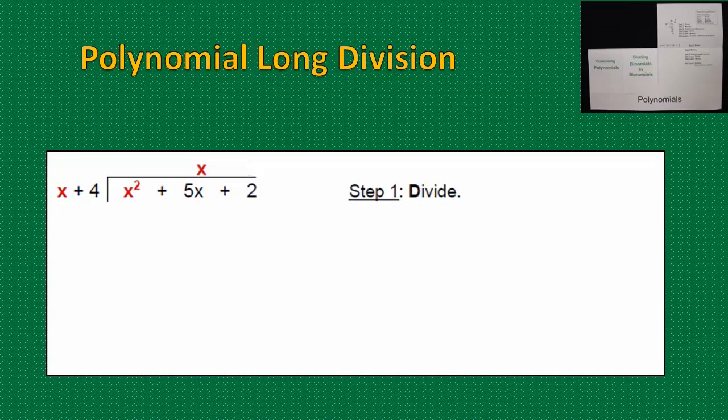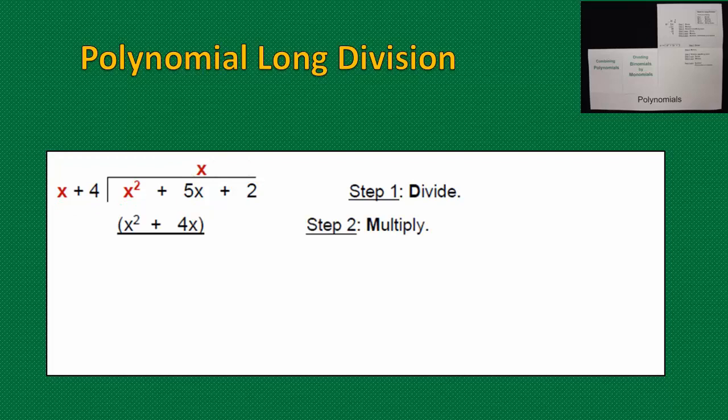This time we have a trinomial, which is 3 terms, divided by a binomial, which is 2 terms. And this is a more complex problem that requires polynomial long division. Step 1 will be to divide. We will be dividing x plus 4 into x squared plus 5x. 2 terms on the left being divided into 2 terms. But we will be thinking of x squared divided by x. X squared divided by x is x, so we put x up here in our answer.